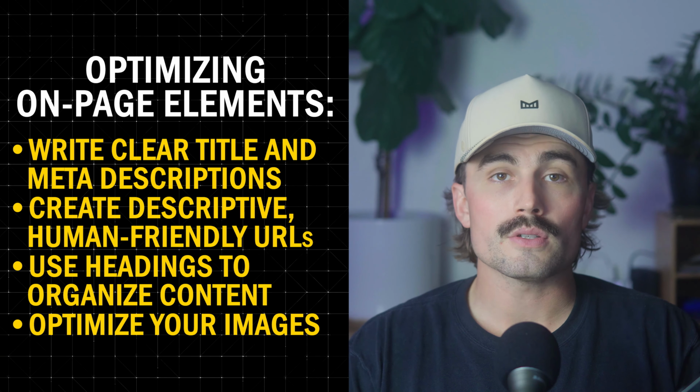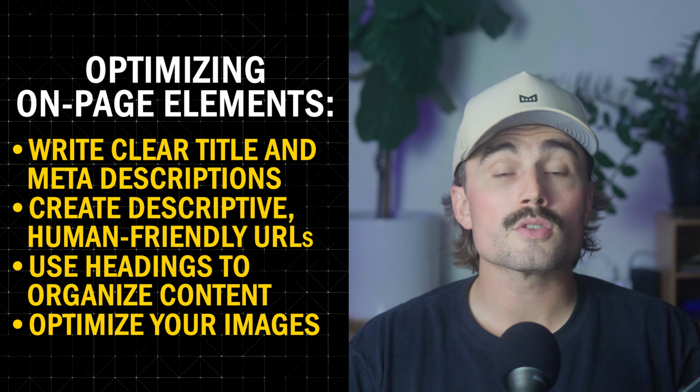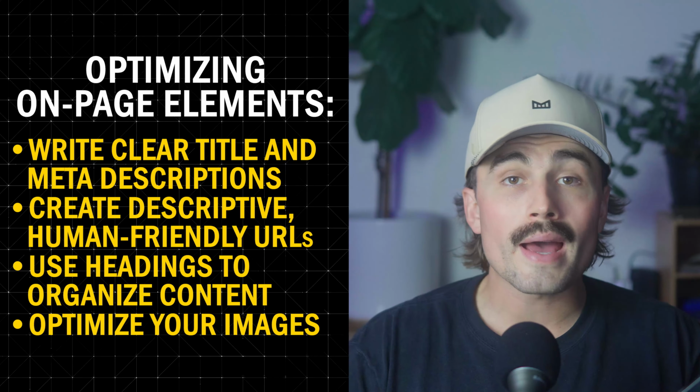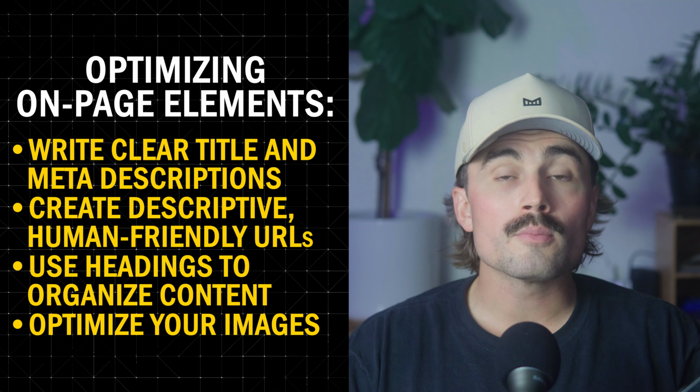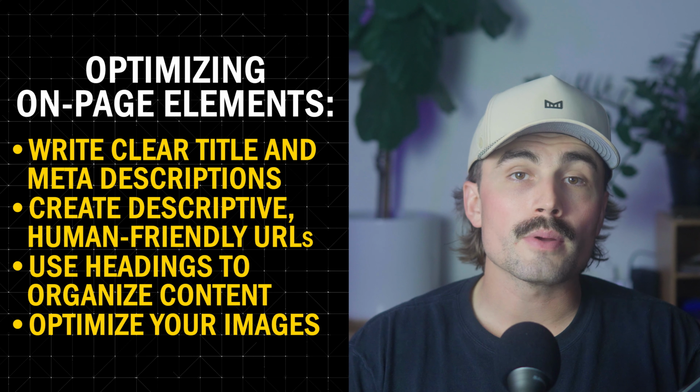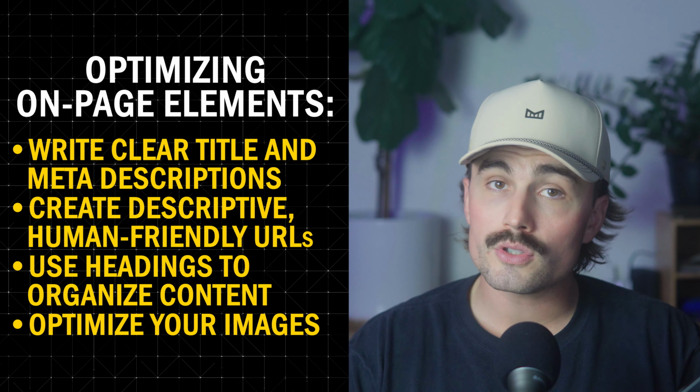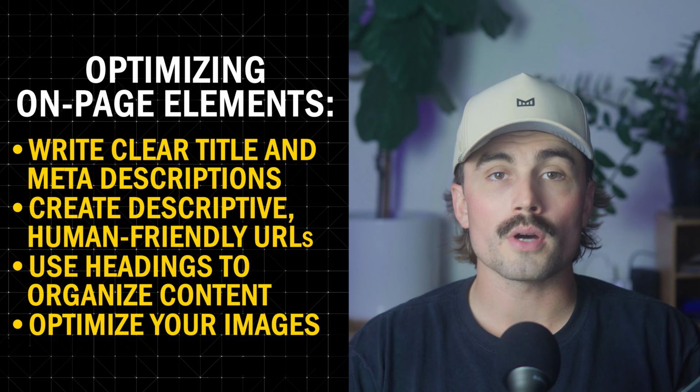And don't forget about images. Rename your image files to something descriptive before uploading, and then also add alt text that explains what the image shows. Alt text improves accessibility for visually impaired users and gives search engines more context about your product and images.